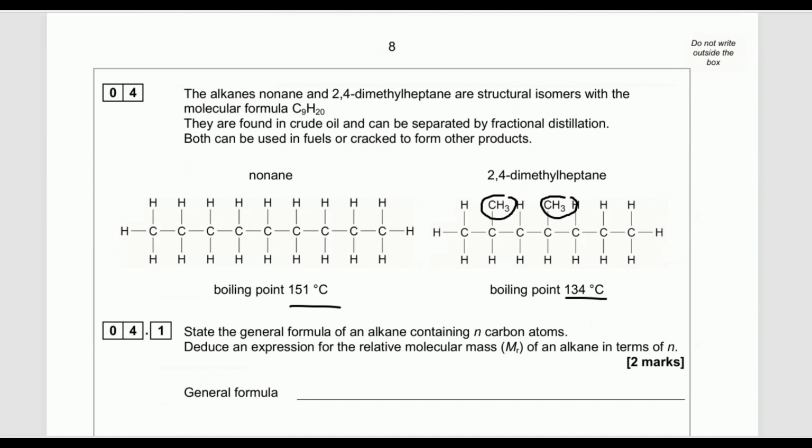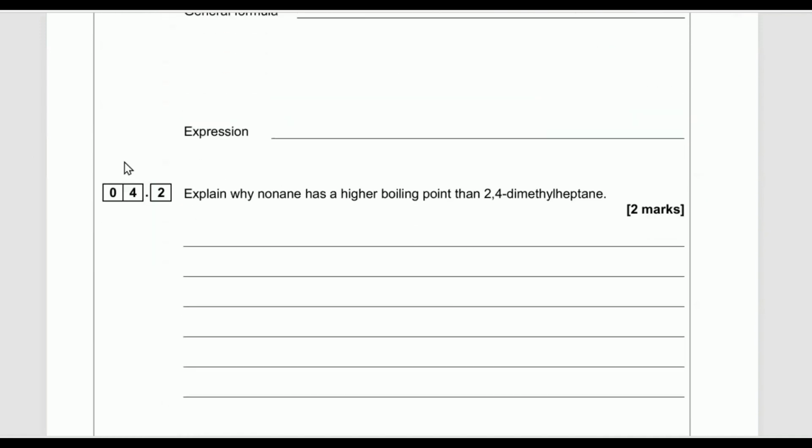So we will get on and explain that down here. So, 2,4-dimethylheptane, why am I writing in capitals? Take caps lock off, Tom. Has branches, okay, or is branched. So it has branches or is branched.